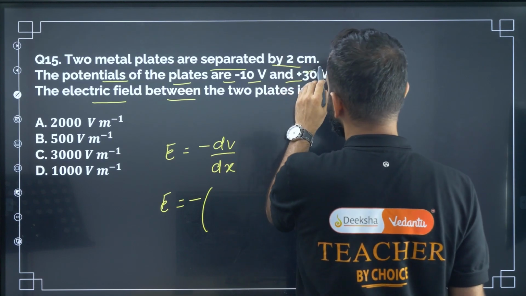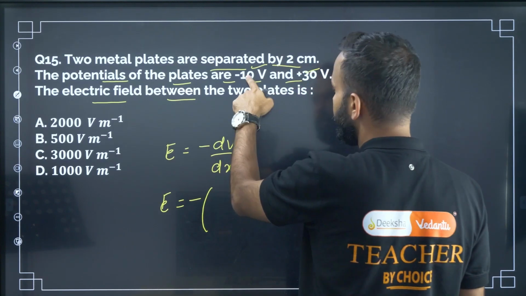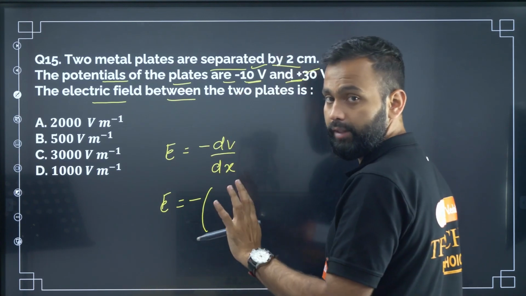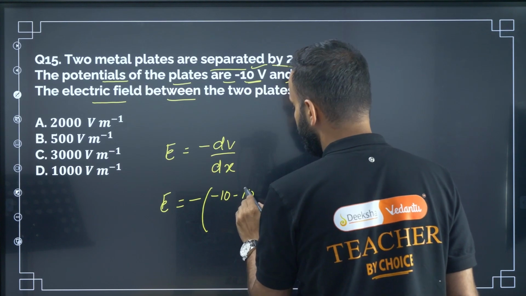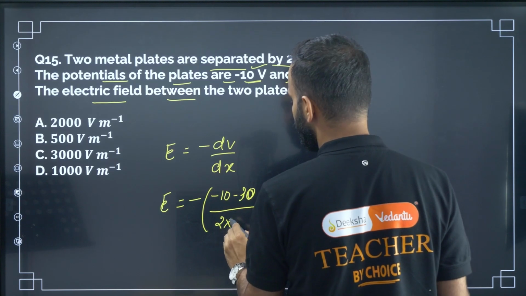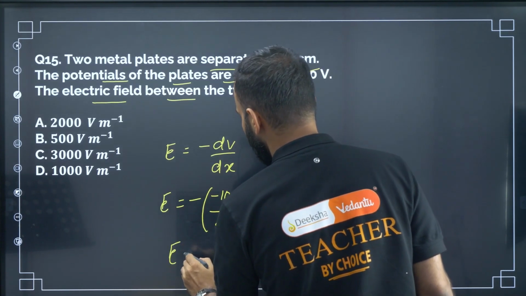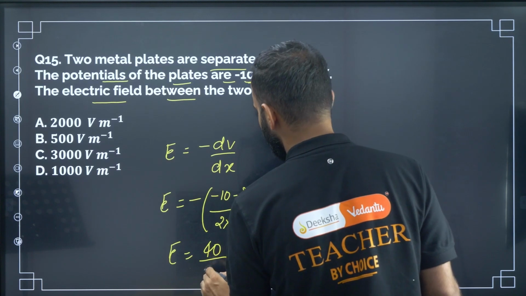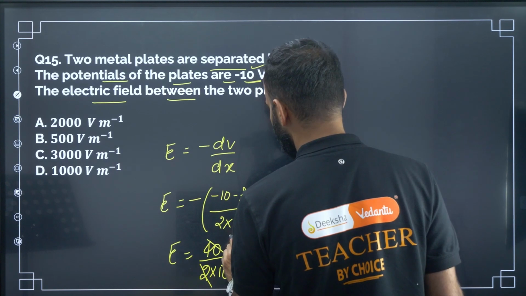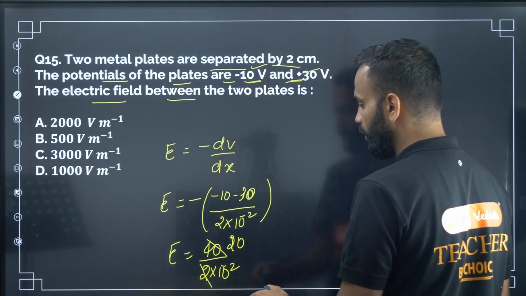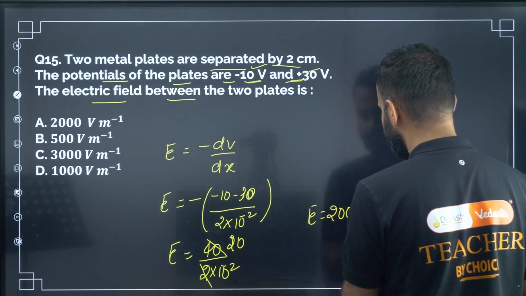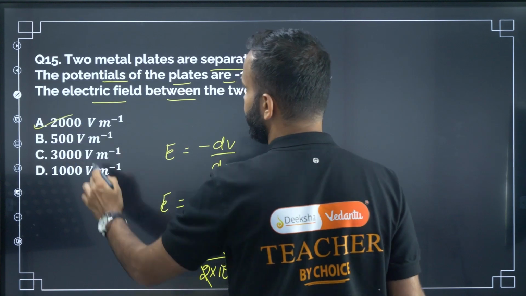Sorry, the potential difference is minus 10 minus 30, divided by dx. Dx is 2 centimeter, that is 2 into 10 to the power minus 2. So E equal to plus 40 divided by 2 into 10 to the power minus 2. So 2 20s are 40, so 20 into 10 to the power 2, that is 2000. So E equal to 2000 volt per meter. So the correct option is A.